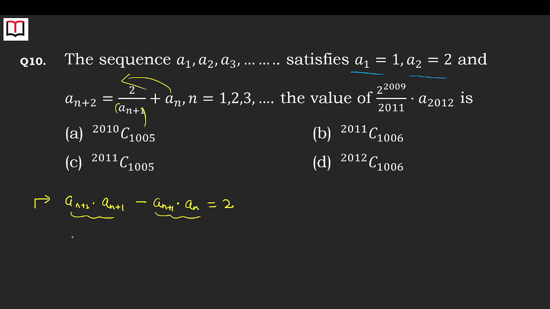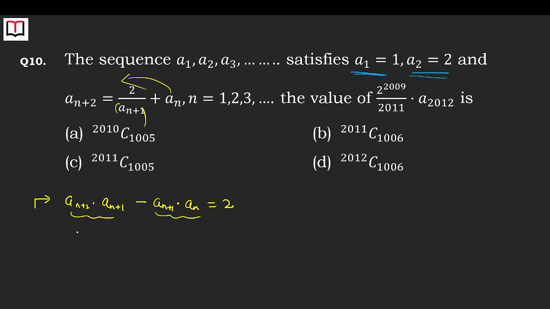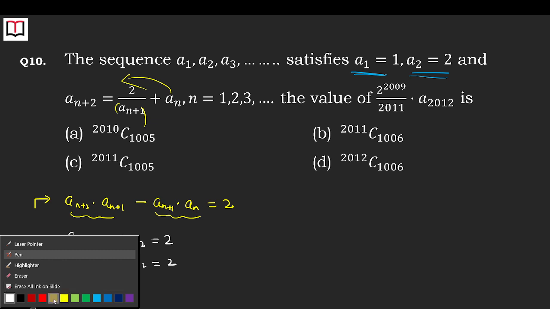So then we started with the sequence again. We are given a1 here, we are given a2 here. If I put the value n as 1, it's a3 into a2 minus a1 a2 is equal to 2. Similarly, if I write the next one, a4 a3 minus a3 a2 is equal to 2. Now see, the terms will start getting cancelled, not vertically, diagonally.